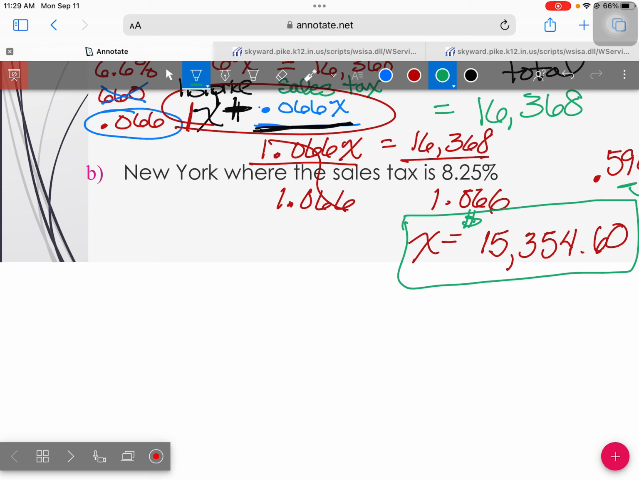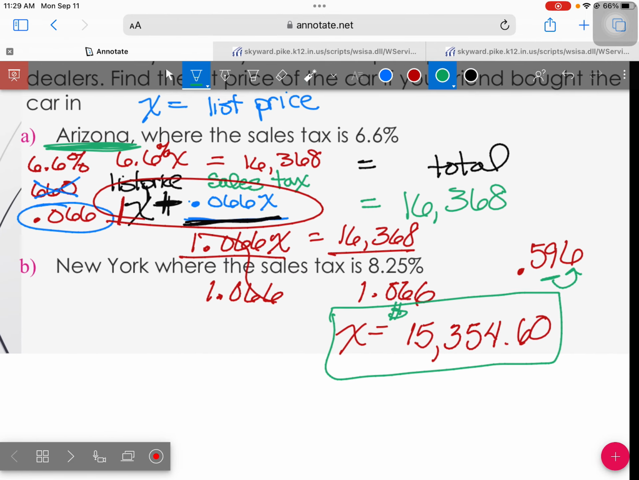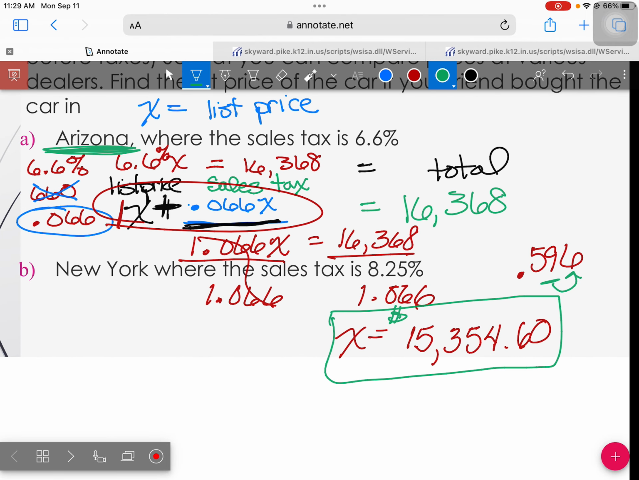The sales tax is going to be even higher. We know that the general procedure for this problem is still going to be list price plus sales tax equals the same total cost, right? So do you think the list price is going to be more expensive in New York or less expensive when the sales tax is higher? You are correct. Very good.